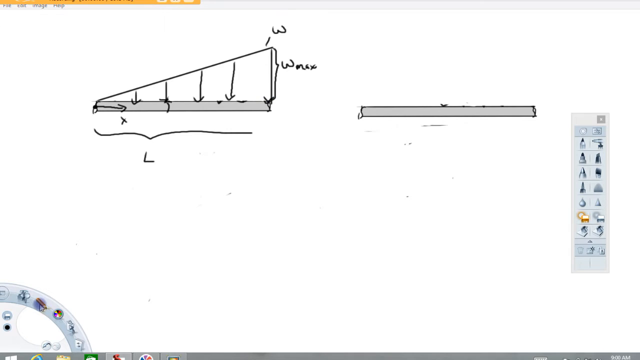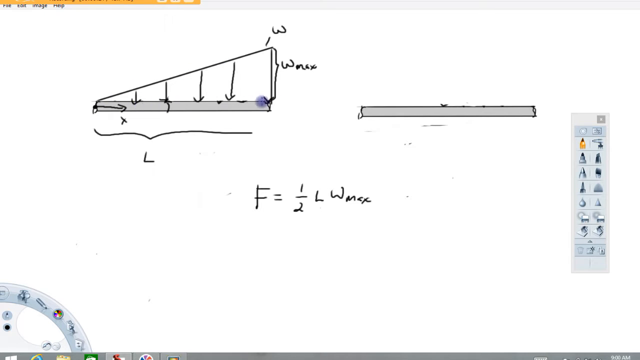So the magnitude of the single force, we're going to get by, again, the area bound under this curve. Because it is a triangular area, it's 1/2 L times W max. And again, I'll go through some numerical examples of what that would look like. And as far as where the force vector goes, it goes at the centroid of the load curve.